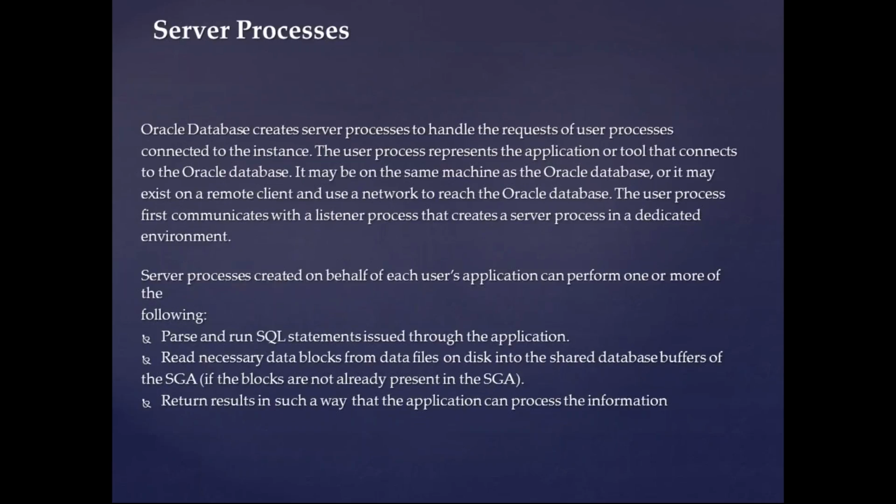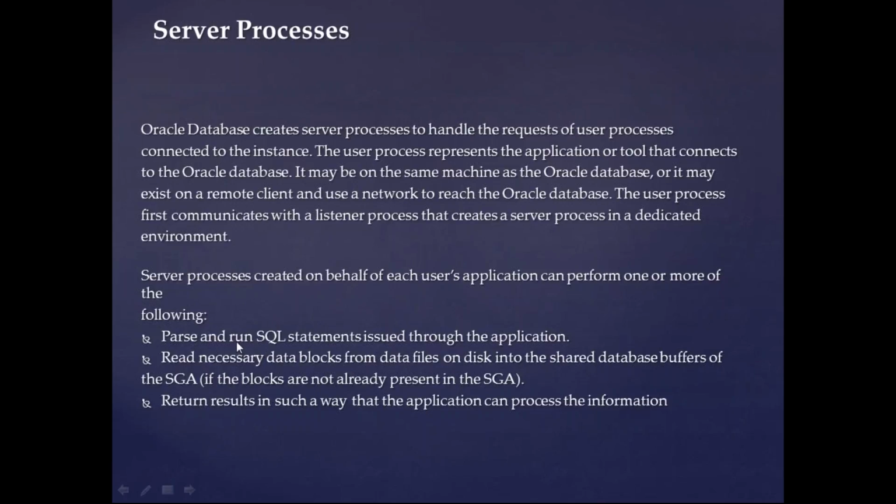So this is about the server process we already discussed. Let's go through that. Oracle database creates a server process to handle the requests of the user processes connecting to the instance. The user process represents the application or tool that connects to the Oracle database. It may be on the same machine as the Oracle database, or on a remote client, and use a network to reach the Oracle database. The user process communicates to the listener and the server process. We discussed all these things.